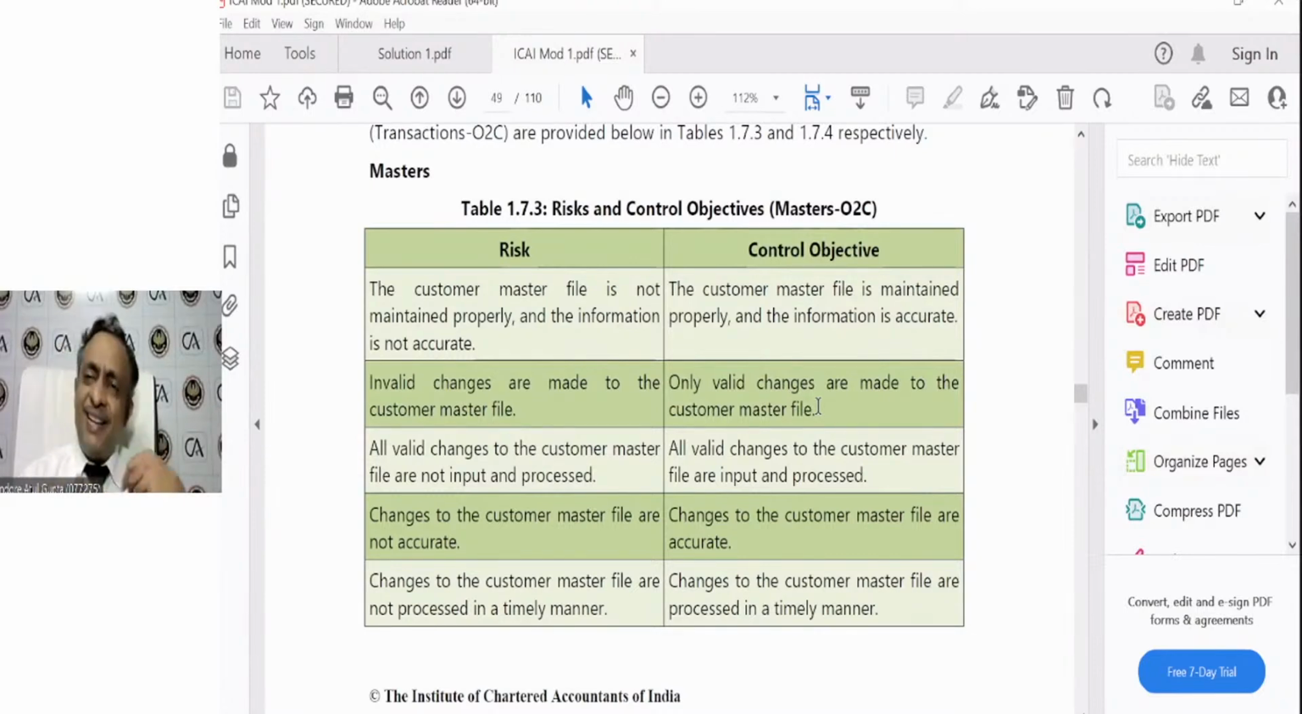So I'll request you all to write at the end of all tables relating to master that any change or update in master that is made has to be rechecked with substantial evidence by a third person, an independent person who is not involved in making the changes. Then you will ensure the accuracy goes very, very high. So all valid changes to customer file not input, they need to be properly input. Changes to customer master file are not accurate. They have to be accurate. When I say there has to be a recheck, the accuracy will be built as a part of the audit process. Changes to customer master file are not processed in a timely manner. This is going to ensure that it is processed in a timely manner.